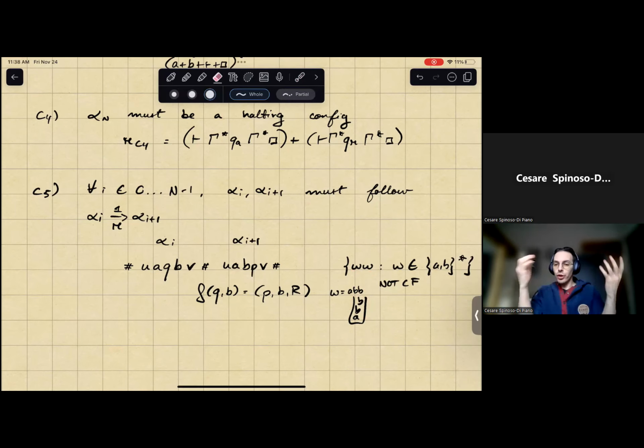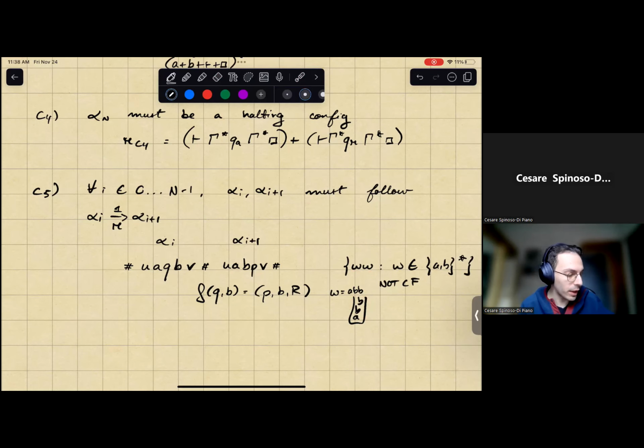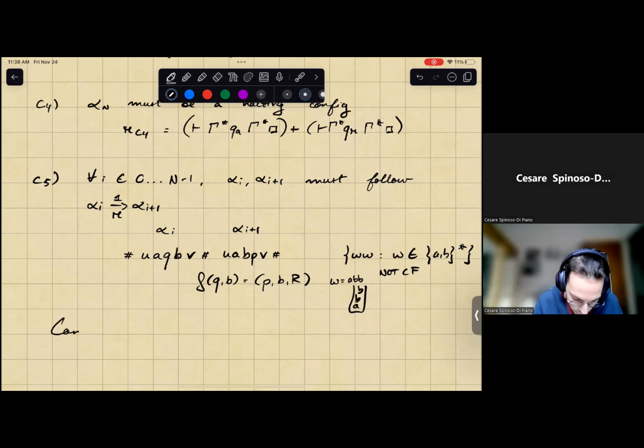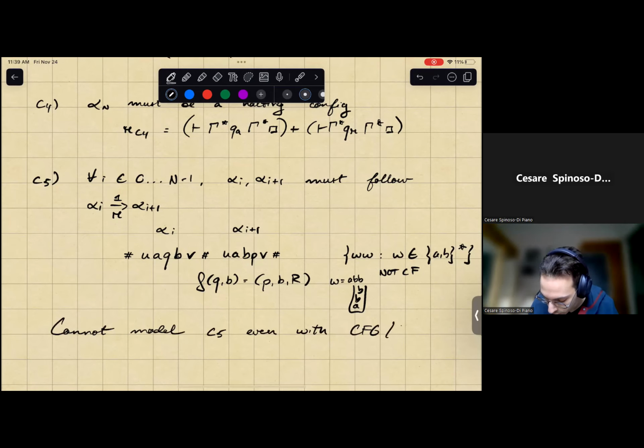Right? And you could show this with the pumping lemma for context-free languages, and I had even given you what the pumping lemma string would be to show that. Okay. So that was in the lecture where we talked about the pumping lemma for context-free languages. Okay, so the sad news here is that we cannot model C5 even with a context-free grammar or a PDA.